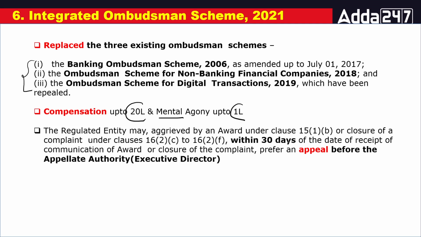So, the adjudicating authority will solve the matter. Within 30 days, we can appeal before the appellate authority, and the appellate authority is the executive director. Important point: the appellate authority is the executive director.